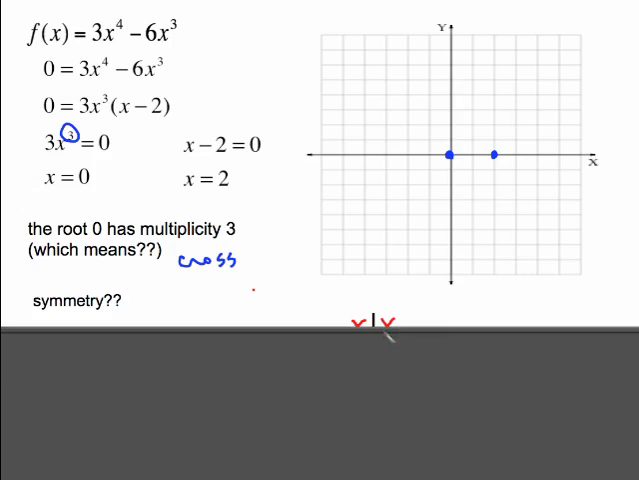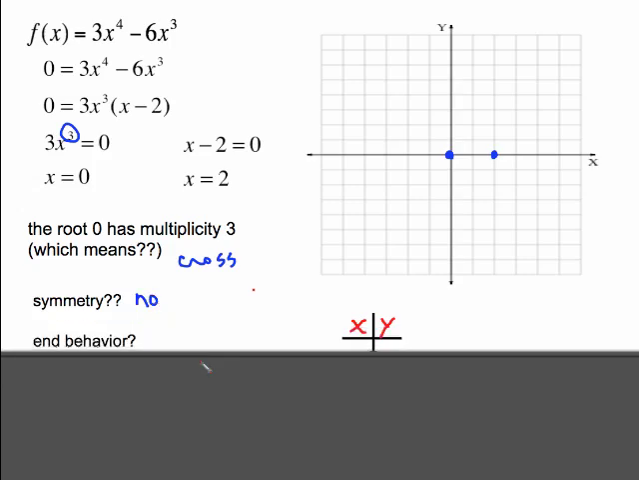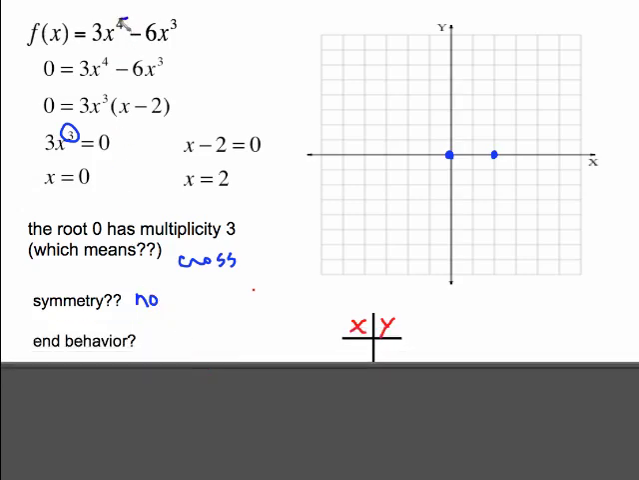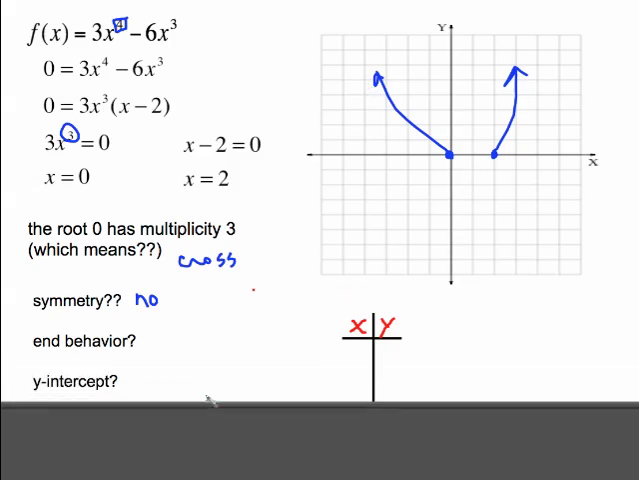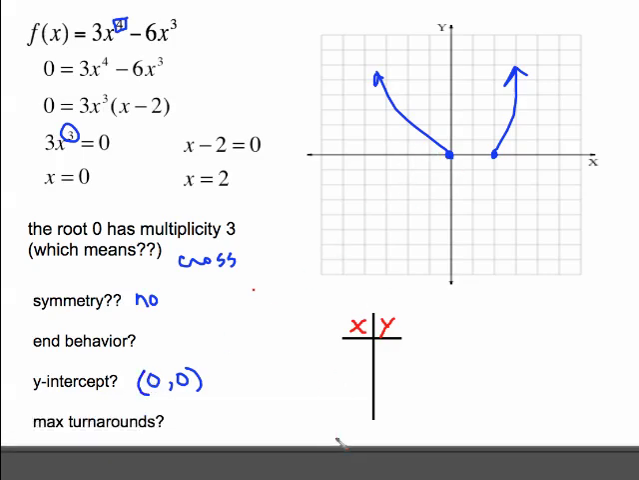Does this have any symmetry? No. This is neither odd nor even, so there is no symmetry. End behavior, this is an even power with a positive coefficient, so I know it rises, rises. Probably not that wide. I just have a hard time with this pen. Y-intercept, plug 0 in for both of those, gives me the point 0, 0, which doesn't help any because I already have that point right there. Maximum number of turnarounds, because this is x to the 4th, the maximum number of turnarounds is 3. The maximum, it doesn't mean it has to do that.